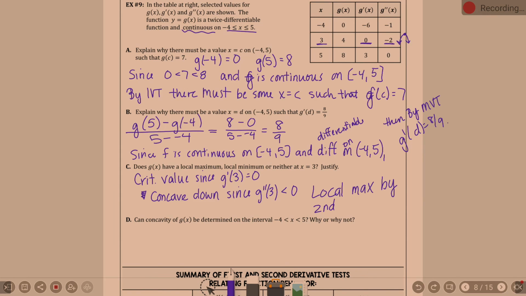Okay? So, and we can't determine concavity. We can't determine concavity because we only have 3 points. We need all the in-between information.